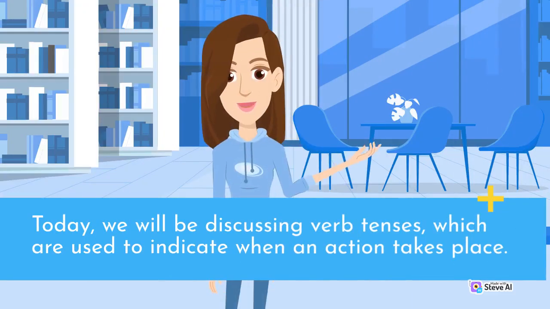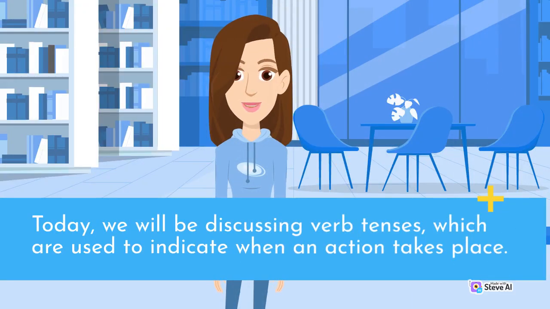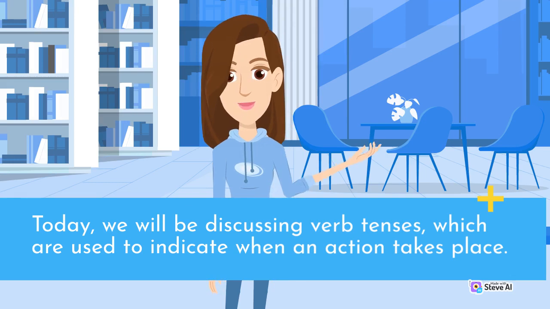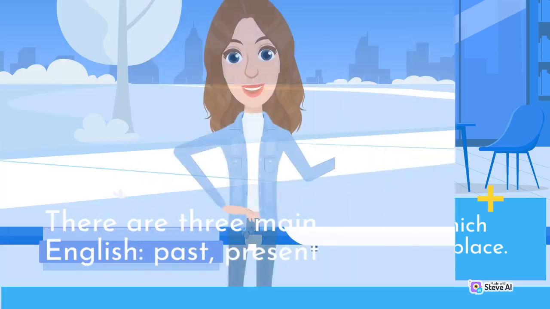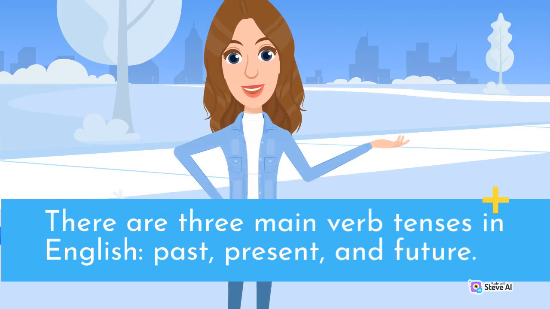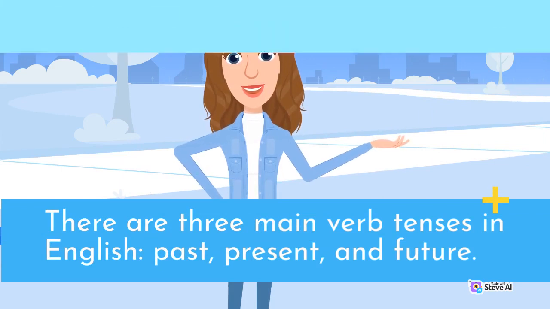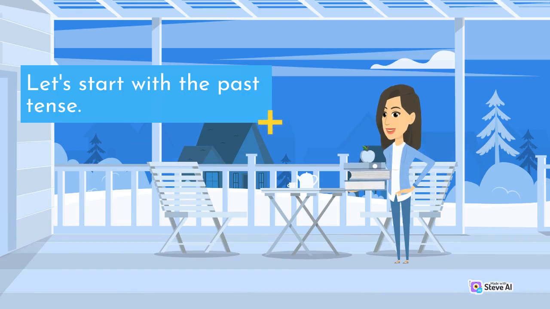Today, we will be discussing verb tenses, which are used to indicate when an action takes place. There are three main verb tenses in English: past, present, and future. Let's start with the past tense.